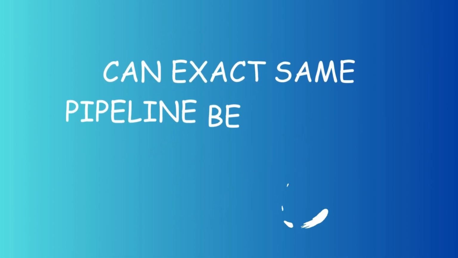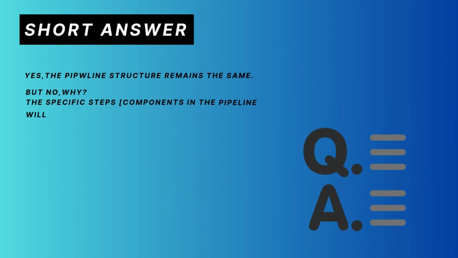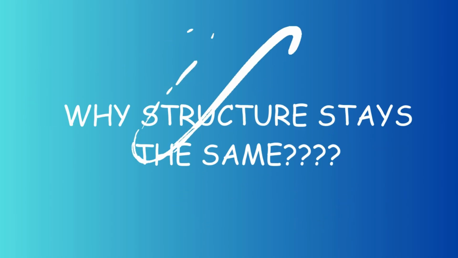Another matter. Can the exact same pipeline be used for flowers, images, and text? What do you think? As a short answer, yes, the pipeline structure remains the same. But no, why? The specific steps, I mean components, in the pipeline will change depending on the type of data. Data types like numerical, image, or text. So why does the structure stay the same?